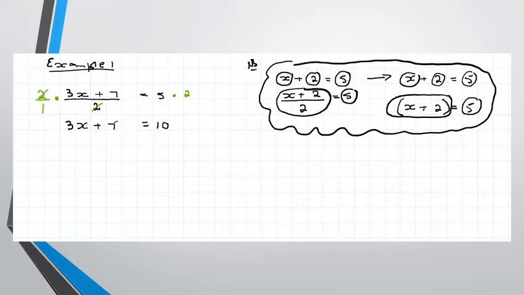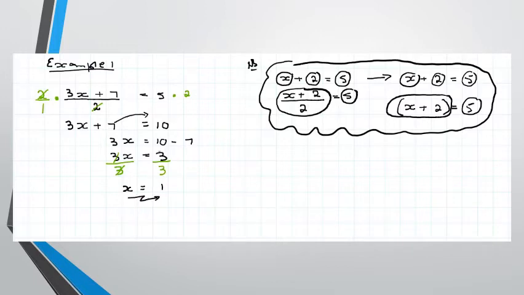Now I'm going to take the 7 to the right hand side. The 7 becomes minus 7, and 3x stays on the left. So 3x equals, and now 10 minus 7 gives me 3. Now what must I do to get rid of the 3 on the left? I'm going to divide by 3 so that they can cancel. What I do left, again, I must do right. So I'm left with x equals, and 3 divided by 3 gives me a value of 1.